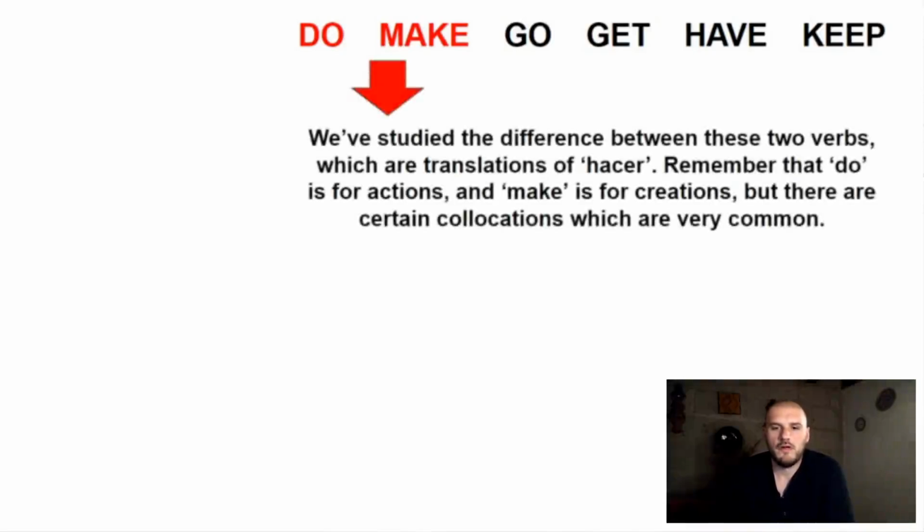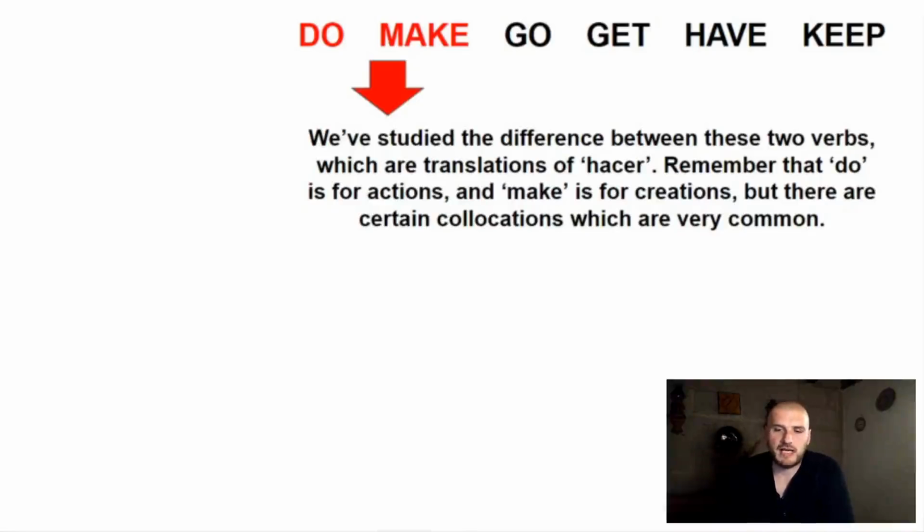So here we have 6 quite common verbs. Do, make, which you guys know are a translation of hacer. Go, get, have, and keep. So we have studied the difference between these two verbs, which are translations of hacer, before, right? Remember that do is for actions and make is for creations, more or less.